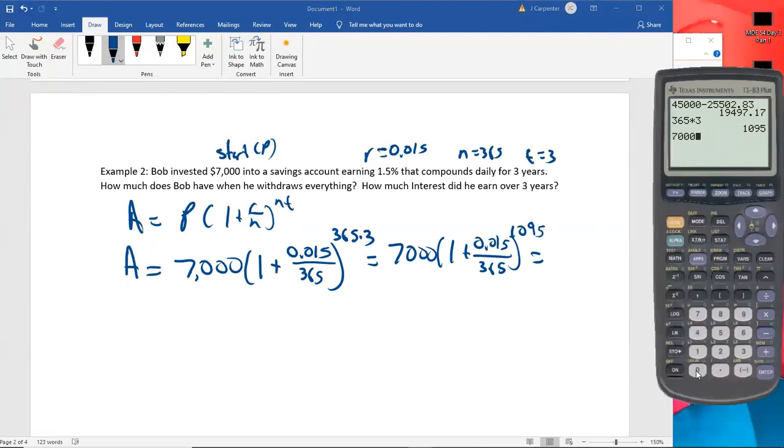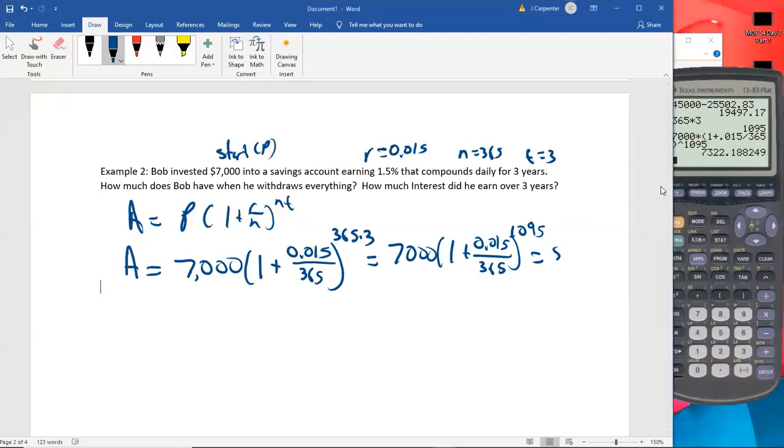All right, so let's see what we get. 7,000. Again, you might have to hit times before the parentheses, so I'll show it that way. It just depends on your technology, your calculator. 1 plus, then the 0.015 divided by 365, close the parentheses, raise it to the 1095. Drum roll, let's hope we get an answer that makes sense. 7,322.19.